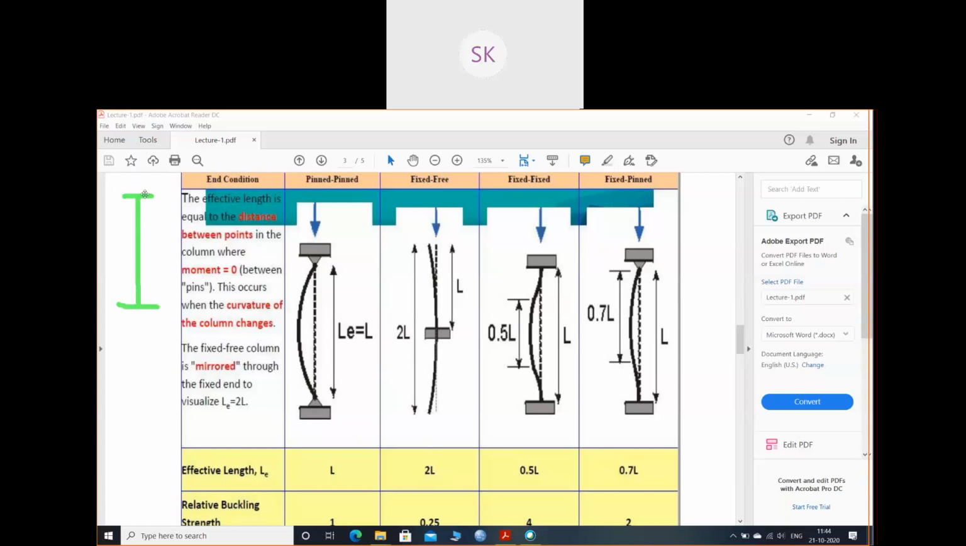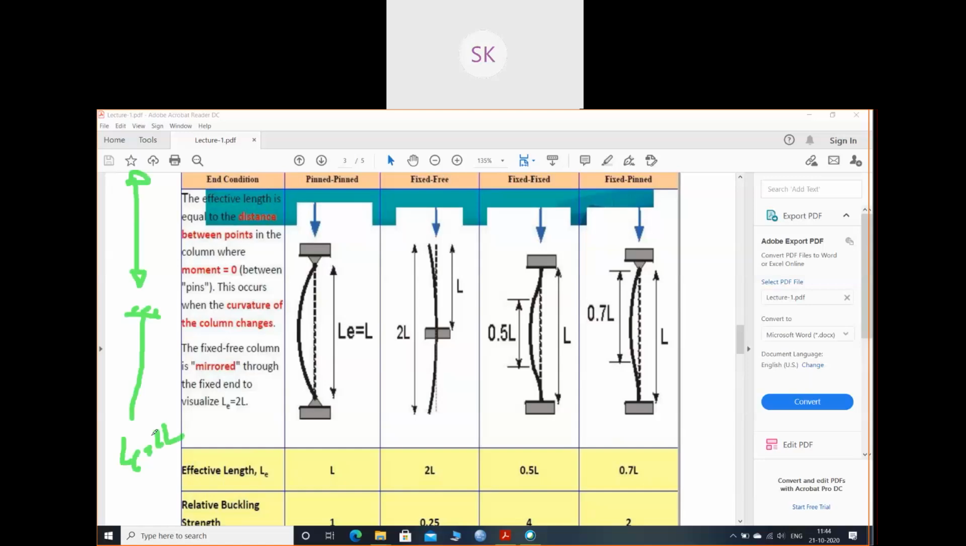Okay, so the first condition is that this is hinged at the two ends. First case is that your column is hinged at the two supports. Then your effective length will be the same, L equals L.